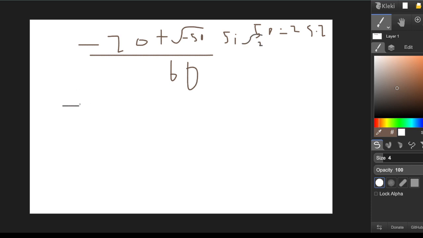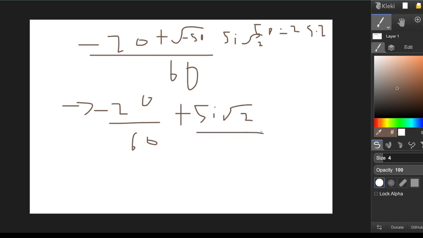Okay? So now let's bring it over here. So this is negative 20 over 60. I'll break this up. Plus 5i times the square root of 2, and all over 60. Negative 20 over 60, that's negative 1/3. Plus, and then 5 over 60. Well, I should forget about that for now. Let's write the i root 2 first. So 5 over 60 is the same thing as 1 over 12. So it's just this. Okay?